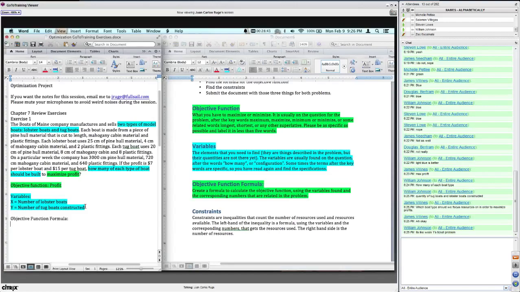Okay, guys, what is the objective function formula? Or what formula calculates the profit? So I can tell you this, profit is equal to something. Now remember, you need to use the variables and you need to use the corresponding number for those variables.